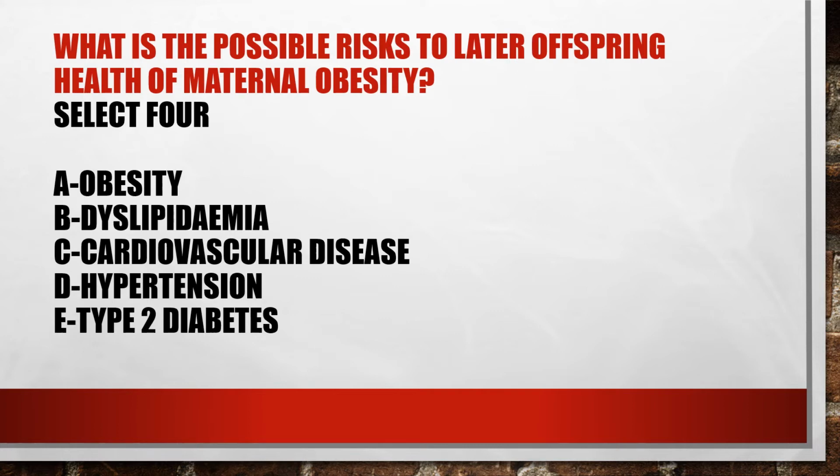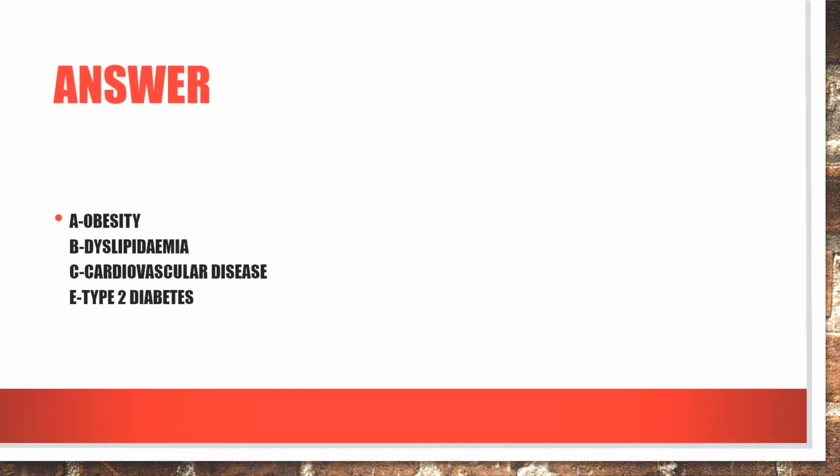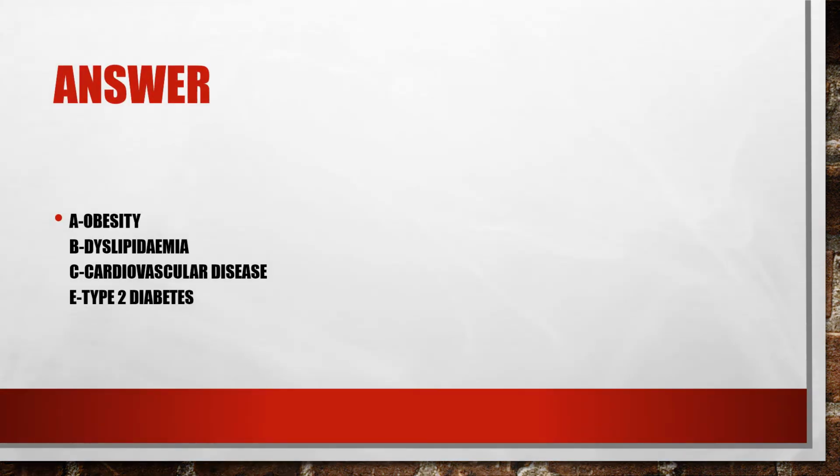Okay, so what is the possible risk to the later offspring of maternal obesity? Select 4. Obesity, dyslipidemia, cardiovascular disease, hypertension, or type 2 diabetes. So remember, you need to select 4 from the 5 options given below. Obesity, dyslipidemia, cardiovascular disease, and type 2 diabetes.